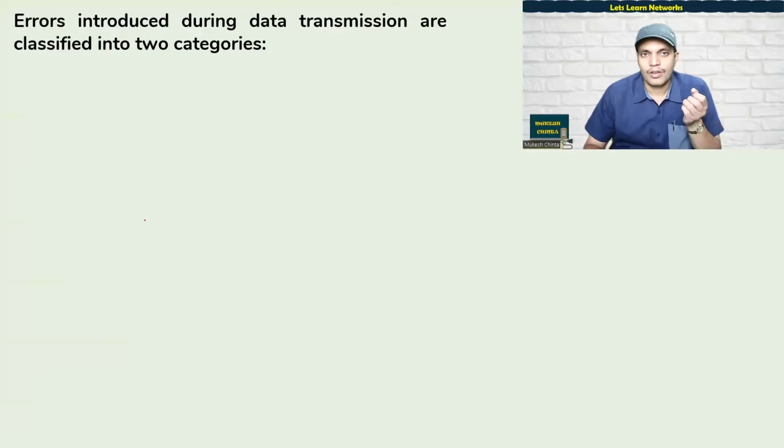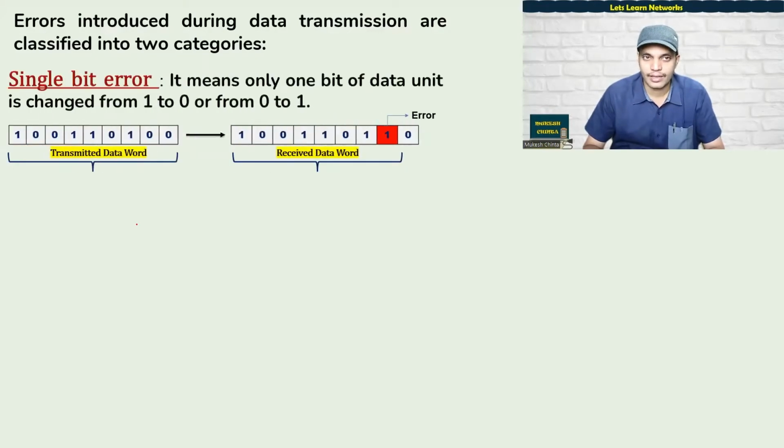Now, even before we talk about error control, let us discuss how many types of errors there are. Generally, errors introduced during transmission can be categorized into two categories. The first category is a single bit error. It means that within a data unit, if only one bit is changed, then we call it a single bit error. You can see that this is your transmitted data word, whereas at the receiver, you receive it with one change. There is only one error that has happened. This case is called a single bit error.